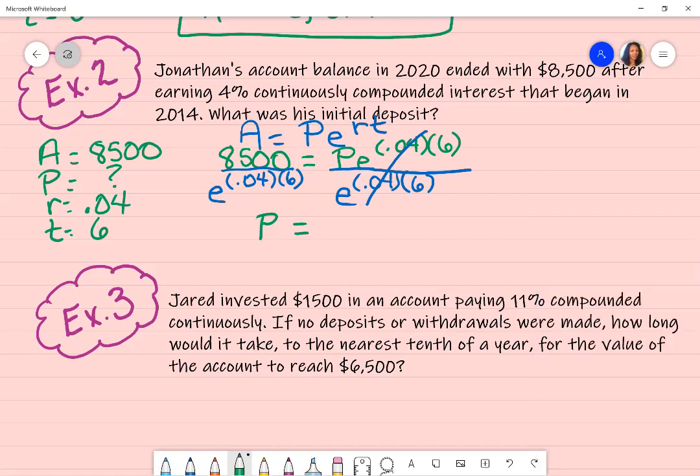Okay, I put all the work in the calculator again to save time. So I have $6,686.34.